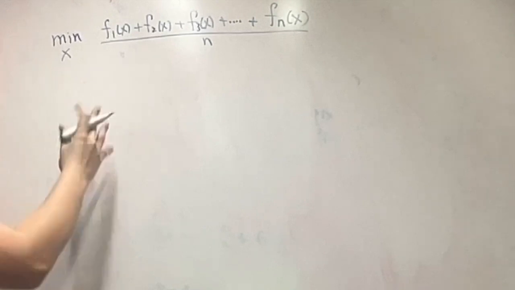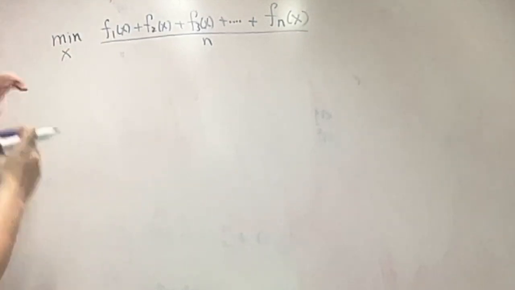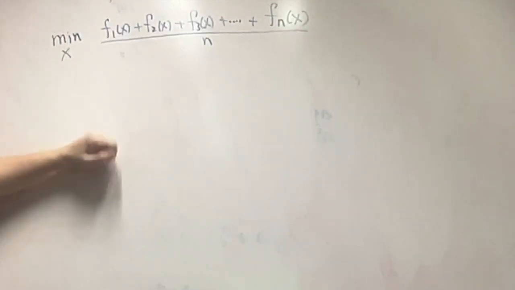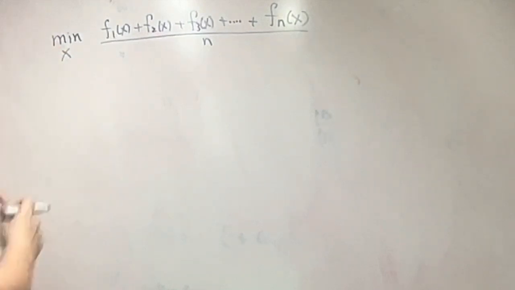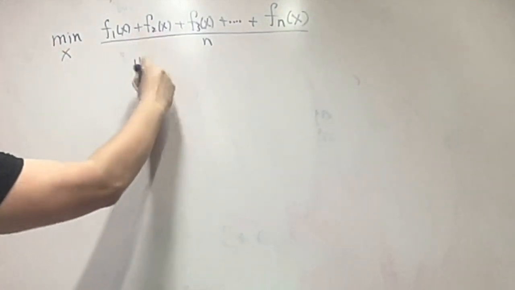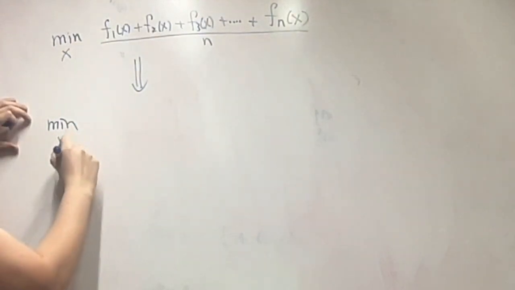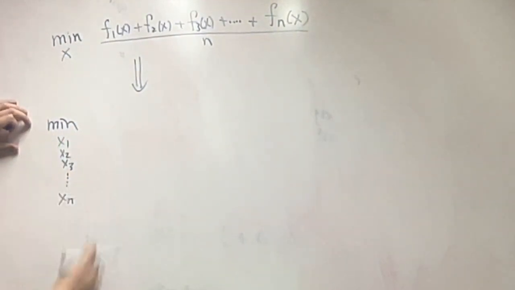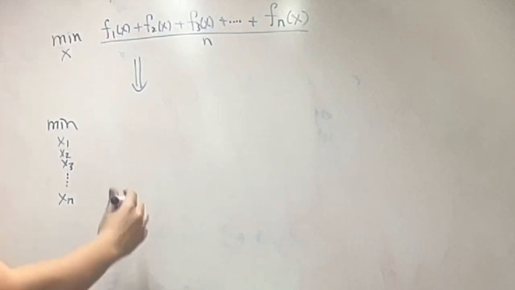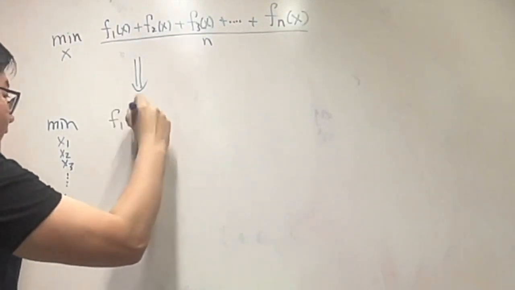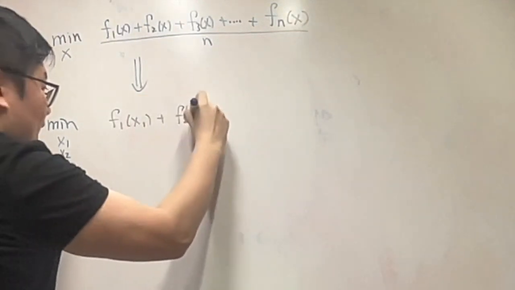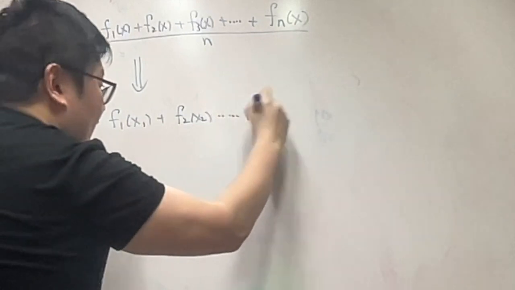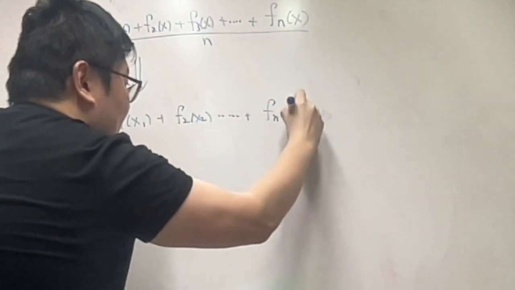We are going to use the same idea. You see, previously I split it into two functions. Now I can split it into n functions. So what I'm going to do is like this: minimize. I have x1, x2, x3, and so on up to xn. Each of them has its own function, so I have f1(x1), f2(x2), and so on up to fn(xn).